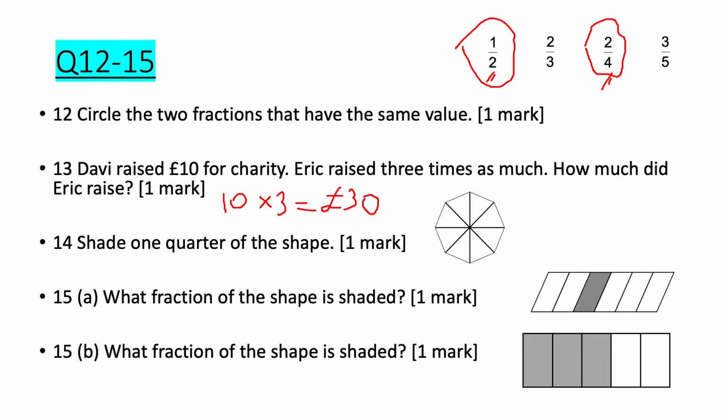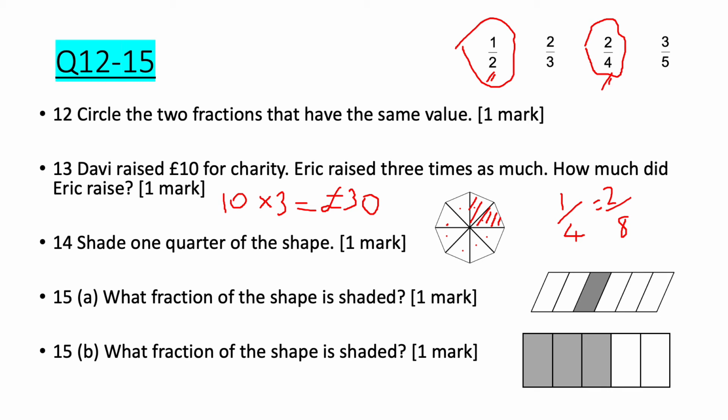This is question number 14. Shade 1/4 of this shape. Well, I've got 1, 2, 3, 4, 5, 6, 7, 8. So 1/4 is the same as 2/8. So I'm going to shade in 2 of the segments. Okay. Timesing 4 by 2 is 8 and 1 by 2 is 2.